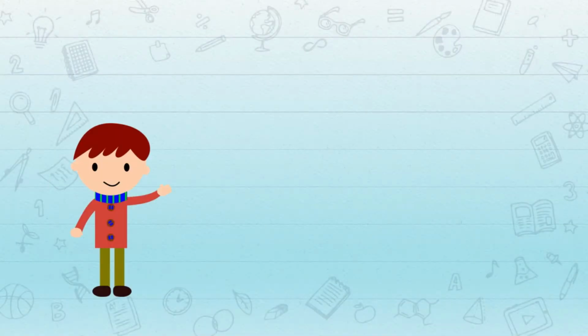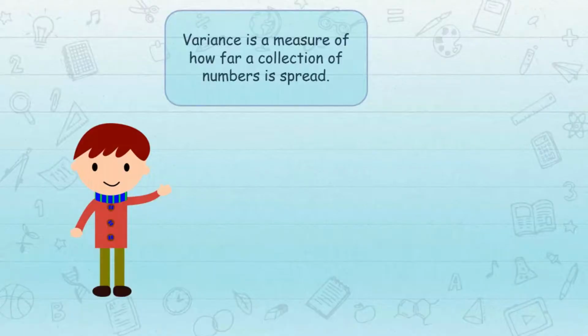First of all, we must know what the meaning of variance is. Variance is a measure of how far a collection of numbers is spread. Variance can be zero or positive, but never negative.